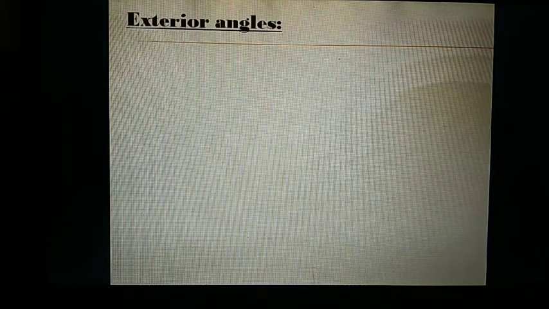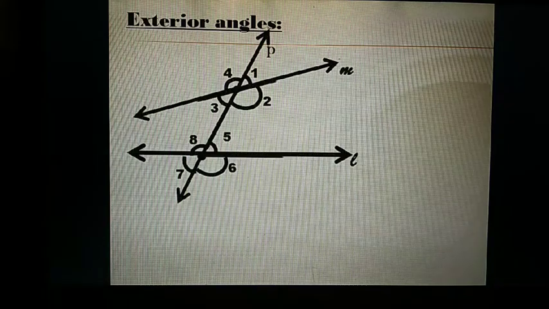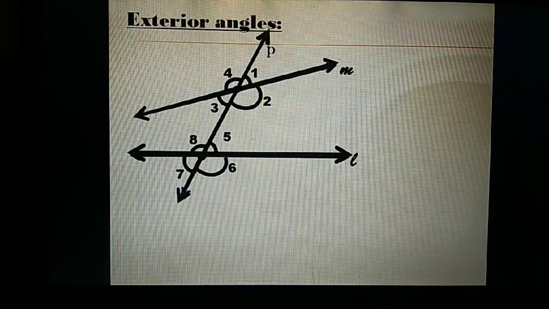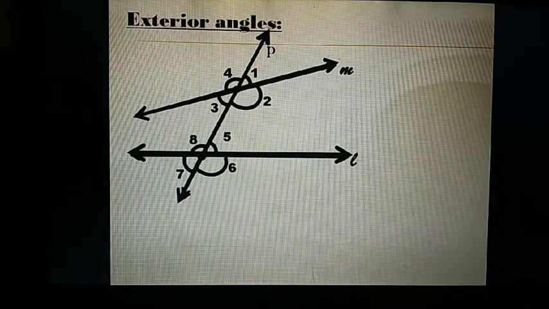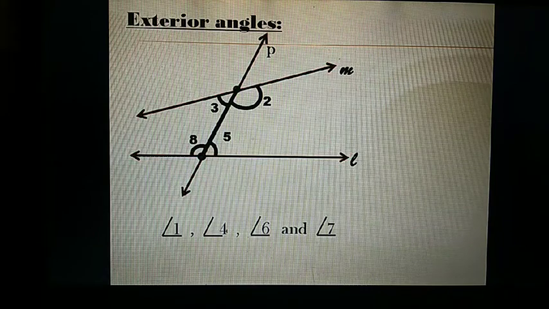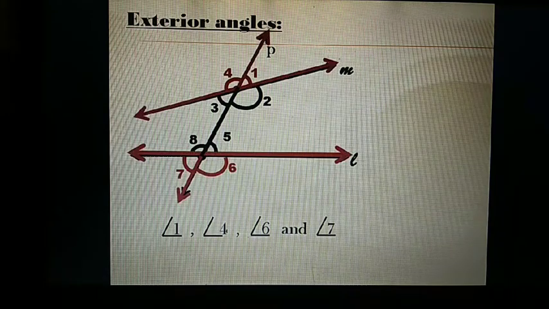Next is exterior angles. The angles which do not lie between the lines. Yes, so the angles 1, 4, 6 and 7 are exterior angles.